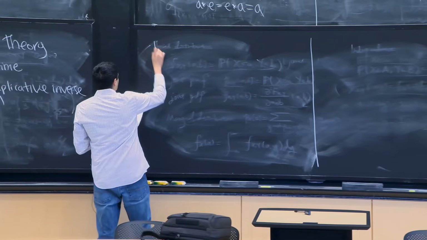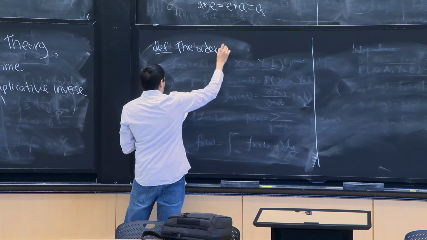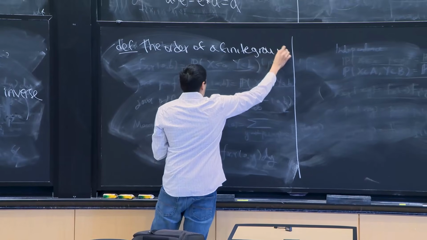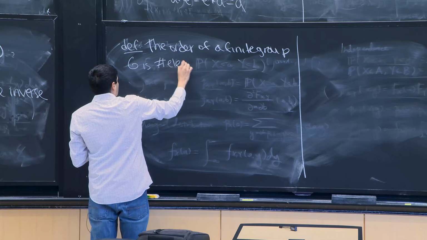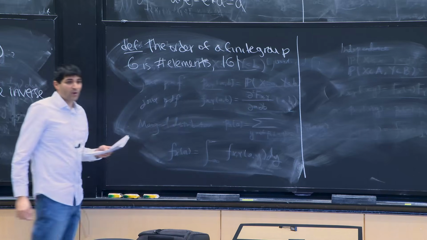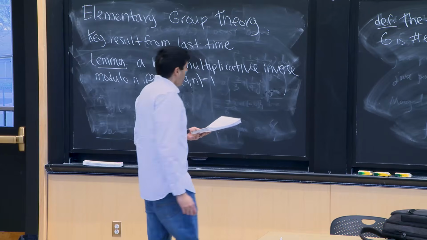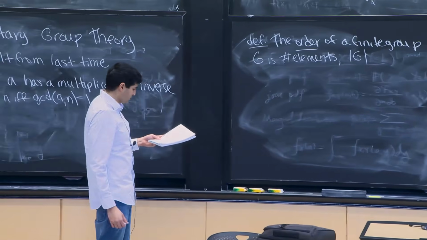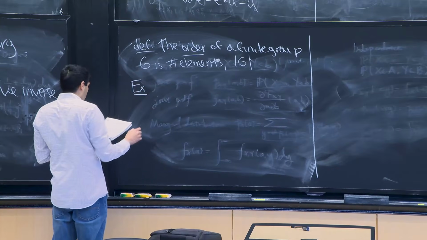Let me give you a key definition. The order of a finite group G is just the number of elements, and we denote it by size of G this way. So we're just measuring the number of elements in G. Okay? You shouldn't yet see why this is a very useful notion, but that's where Lagrange's theorem is going to kick in. But let's do some examples just to make sure that we're on the same page.